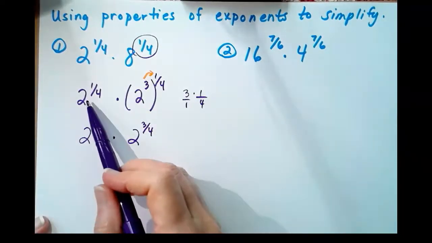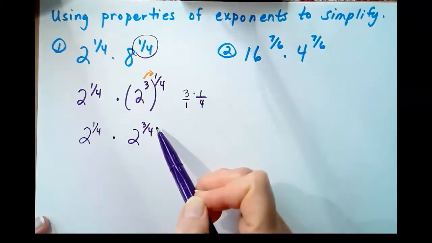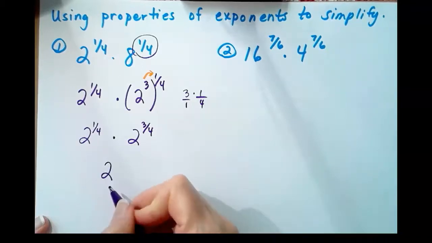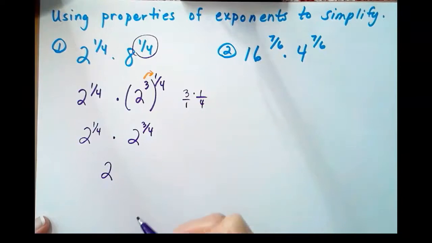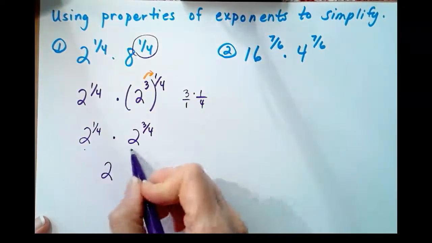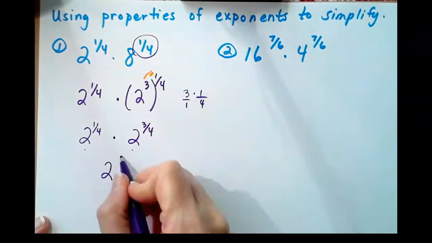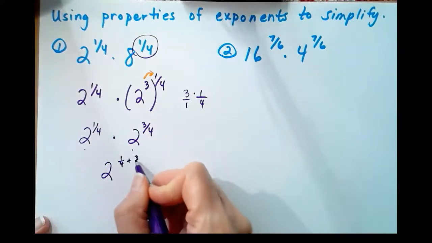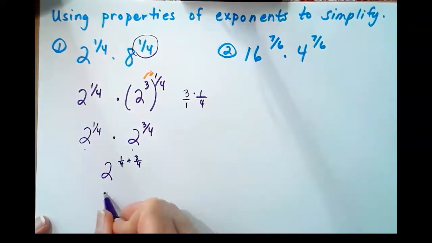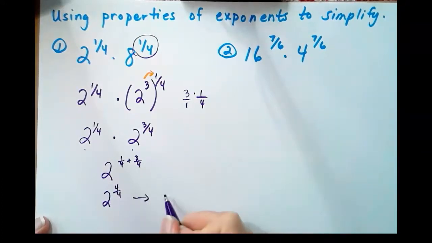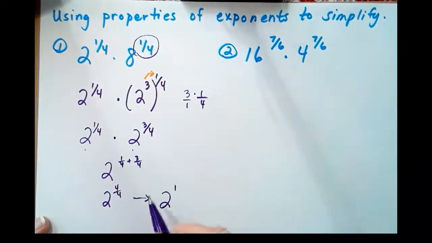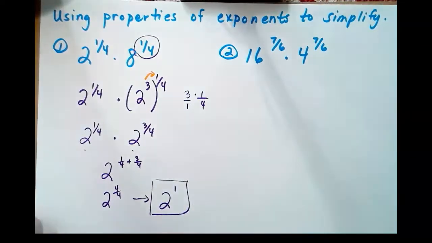Now, 2 to the 1/4 times 2 to the 3/4. Keep that base. Apply the product property. The bases are the same, so add the exponents. 1/4 plus 3/4 is 4/4, and of course 4/4 is equal to 1. The whole thing is 2 to the 1st power.